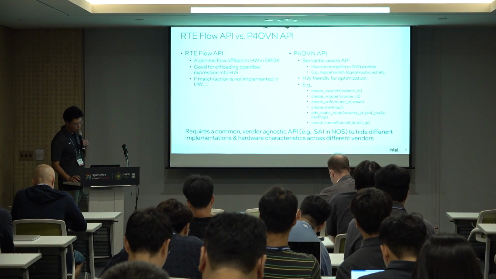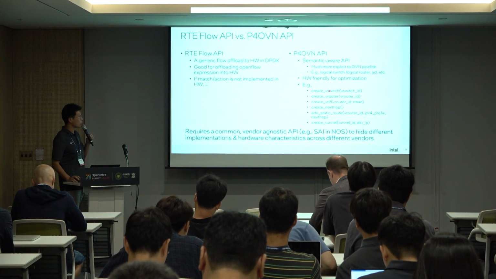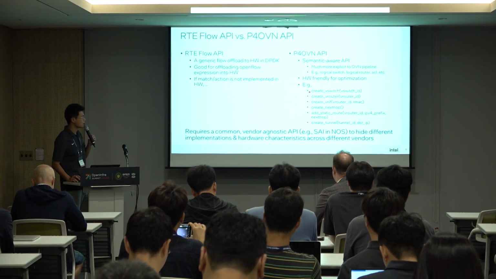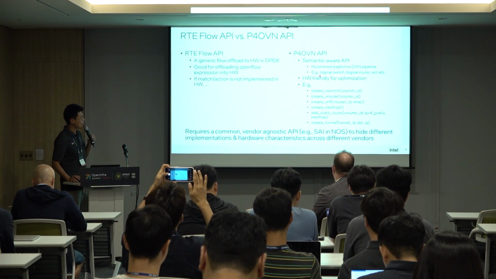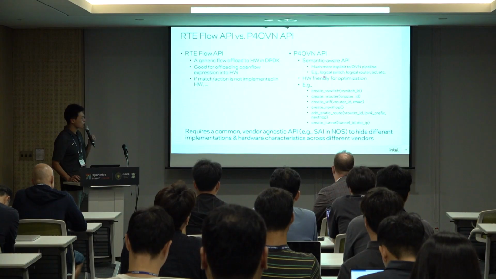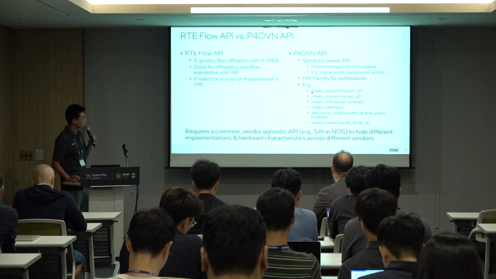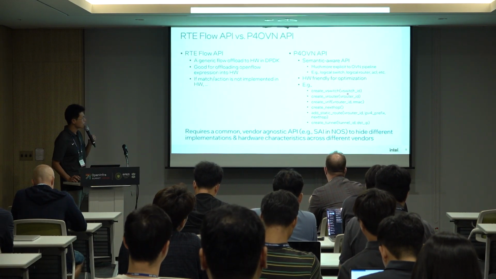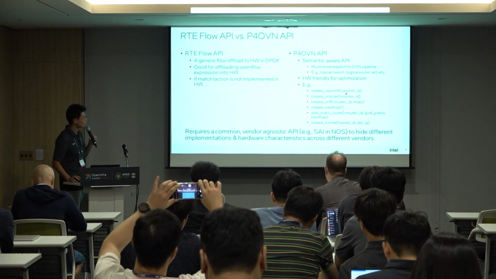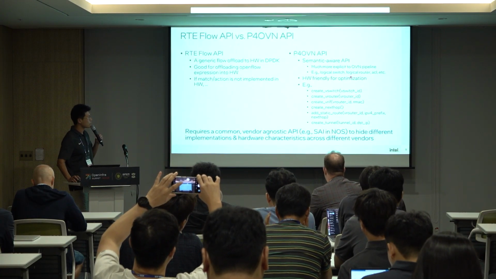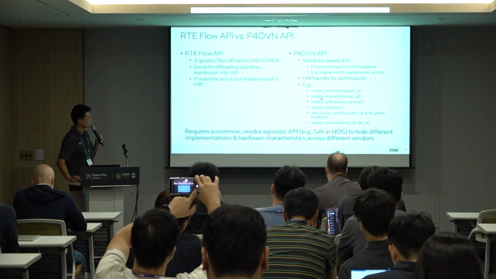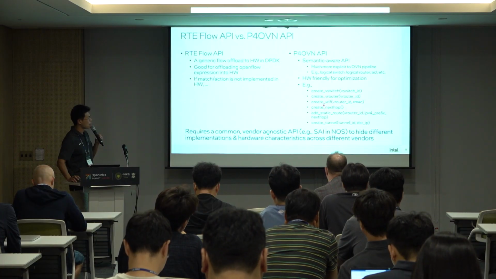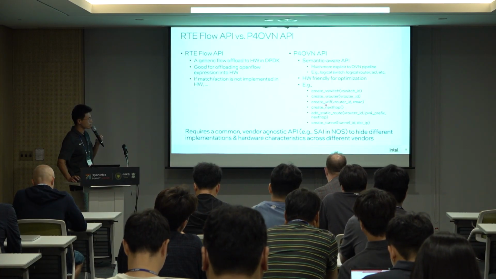For example, this is an example of how the P4OVN API looks. As you can see here, if the ovn-controller creates a logical switch, in this case, the P4OVN API defines the create vSwitch API with the vSwitch ID. And if the ovn-controller creates a logical router, then the P4OVN API defines create pre-router and create virtual router interface, something like that.